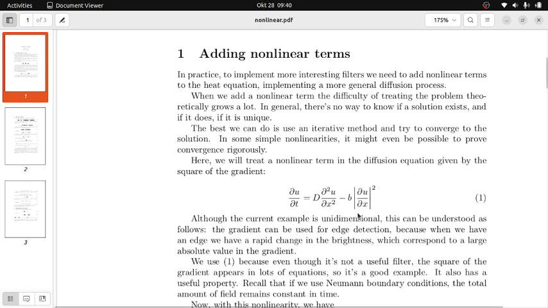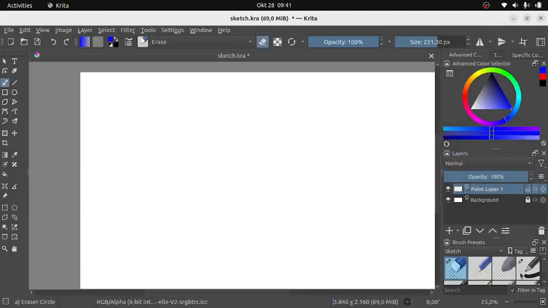But the idea is that in two dimensions, this will represent the modulus of the gradient, right? And this is kind of a dumb example, because this nonlinearity does not change much with respect to the linear heat equation, but it is an interesting example for us to study for two reasons. First is because this gradient square term appears in a lot of filters, because the gradient is some sort of edge detector, right? So if we go to Krita, suppose you have an image.